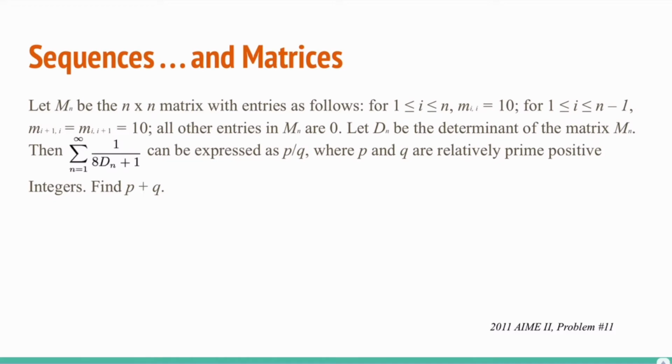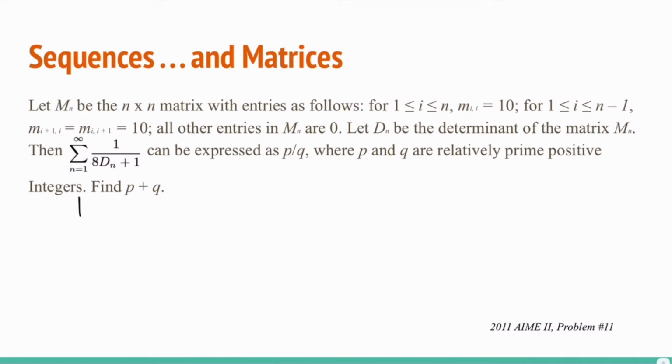Let Dn be the determinant of the matrix Mn. Then the sum of 1 over 8 Dn plus 1 for n equals 1 to infinity can be expressed as p over q, where p and q are relatively prime positive integers. Find p plus q. Let's start this problem with a little experimentation.